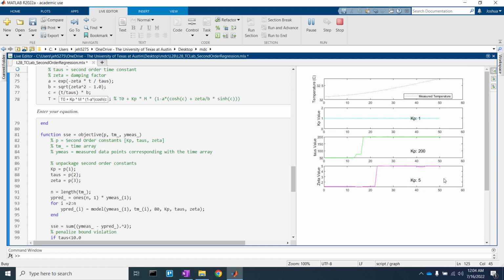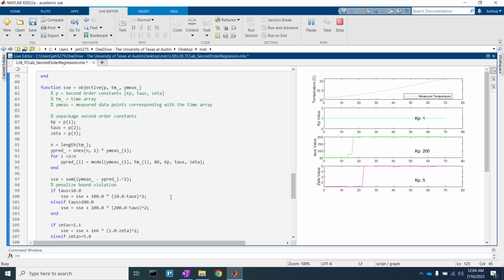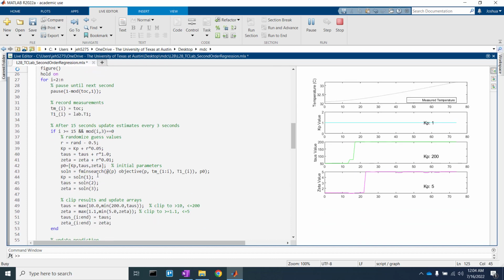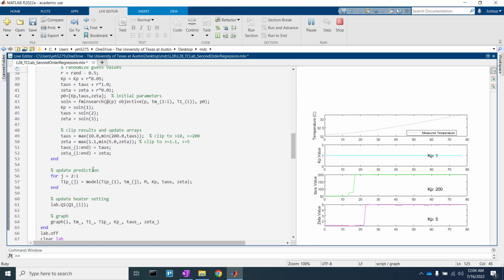So we can see our zeta is obviously very overdamped. Our zeta is very high, same with our tau s, and our Kp is staying at 1. That's interesting. So to me, that tells me that we're playing with those two and that our solver isn't doing a good enough job at updating those values. If we come down here, let's look at our solver arguments up here in our loop. Kp, tau s, and zeta.